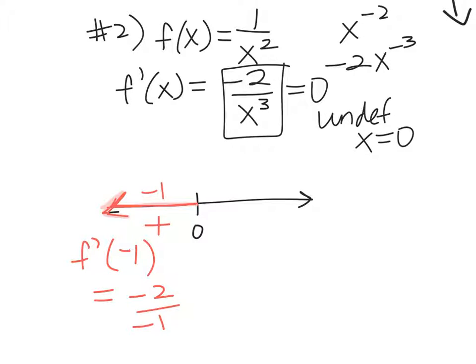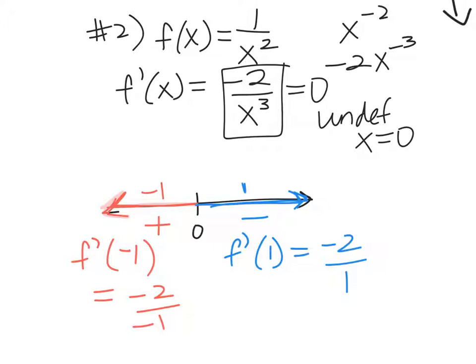Now you're going to test the derivative on this side. I would choose 1 also. And so f prime of 1 is going to be -2 over 1 cubed, and we get a negative.